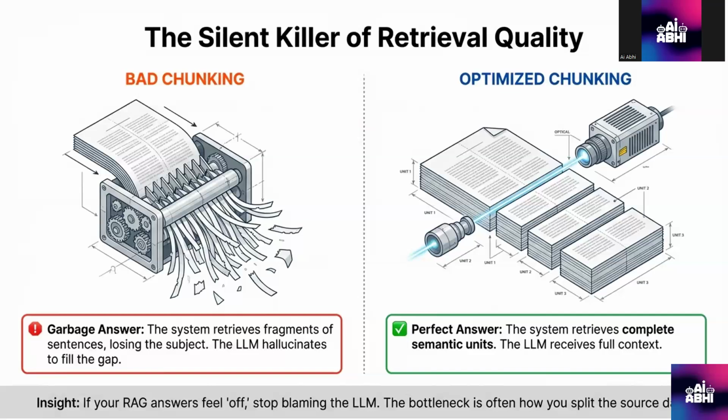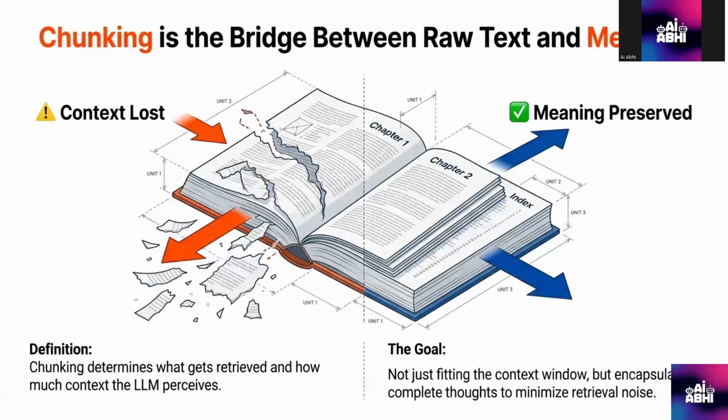Think of it like this. If you rip pages out of a book randomly, you will lose the meaning. But if you cut along the chapter boundaries, each piece still makes sense on its own. That's the difference between bad chunking and good chunking.